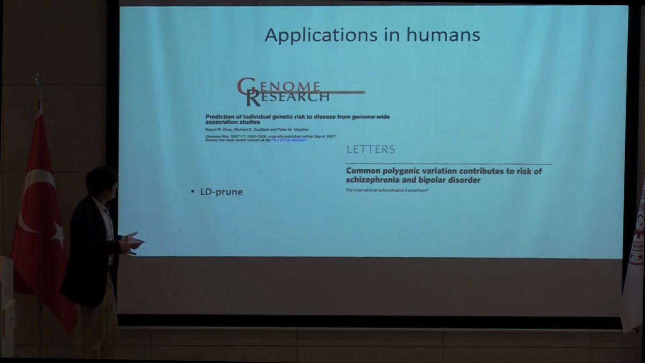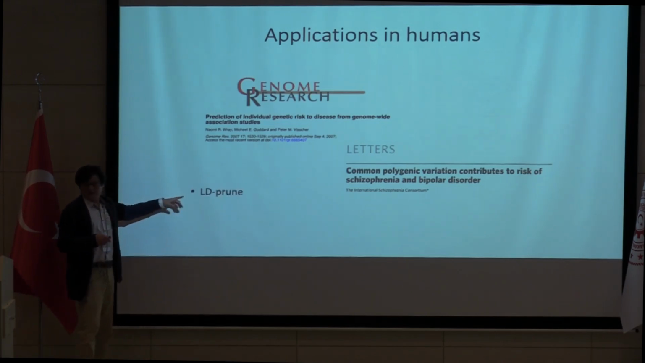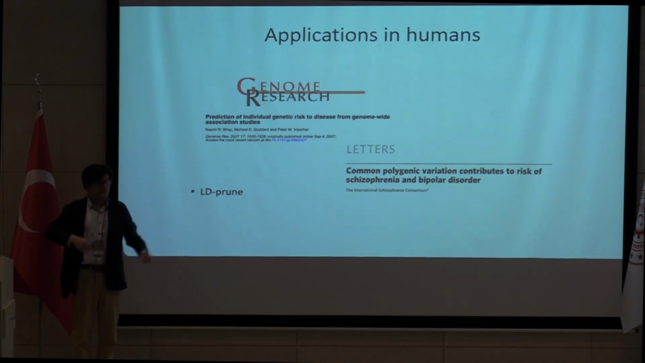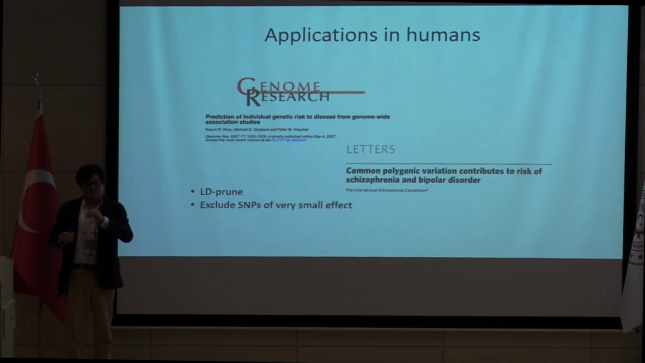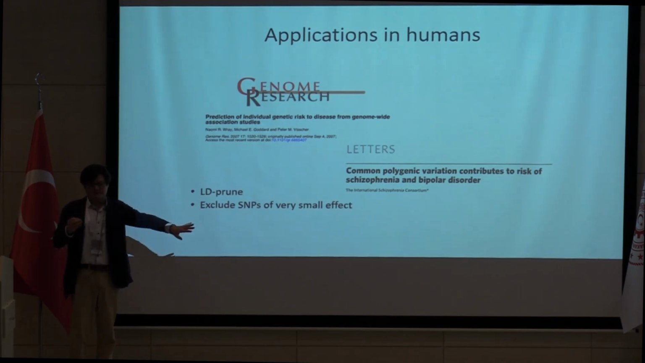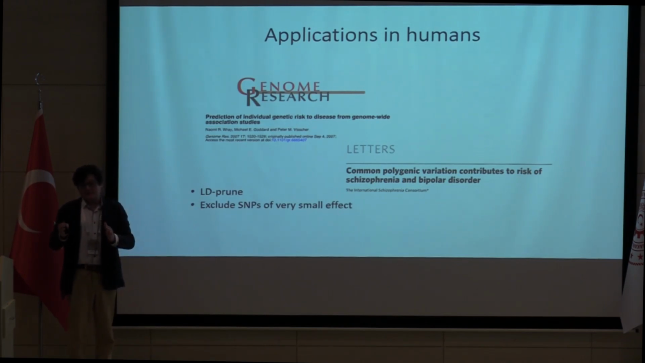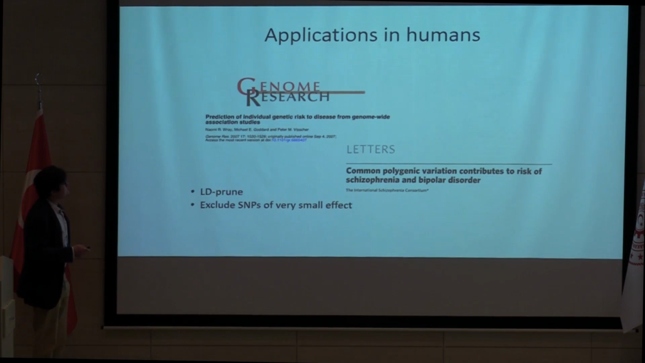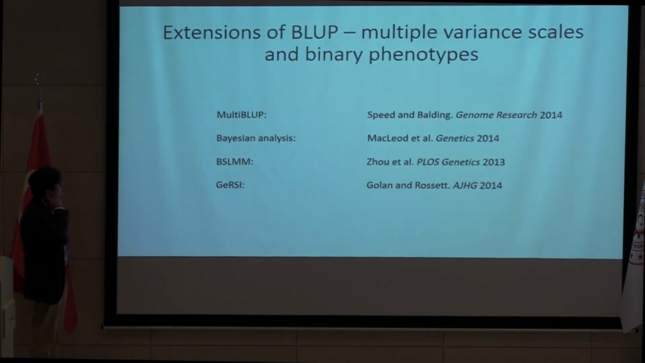And what they did was something very simple. They took independent variants, pruning for LD. So they said, okay, if two variants are correlated, I just exclude one, so I keep only non-correlated pairs. And I exclude all effects that are really very small, probably zero. And it's suddenly significantly non-zero. The signal was very small, but it was clearly a non-zero signal. Then everybody got very interested in this.